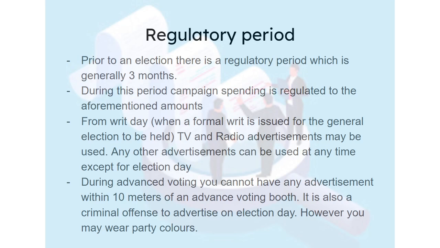So during advance voting, you cannot have an advertisement within 10 metres of an advance voting booth. It is also a criminal offence to advertise on election day. However, you may with party colours because they're not going to regulate that, are they?